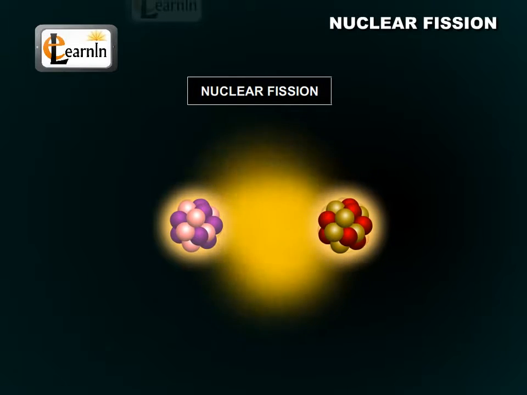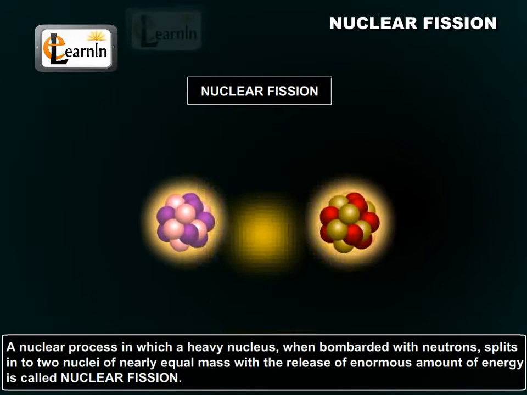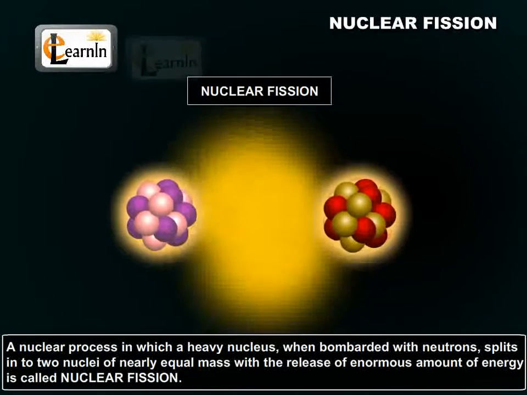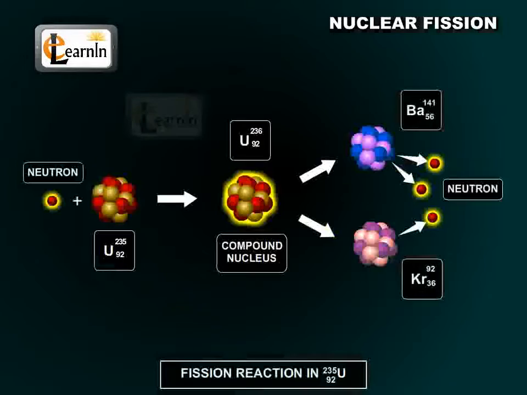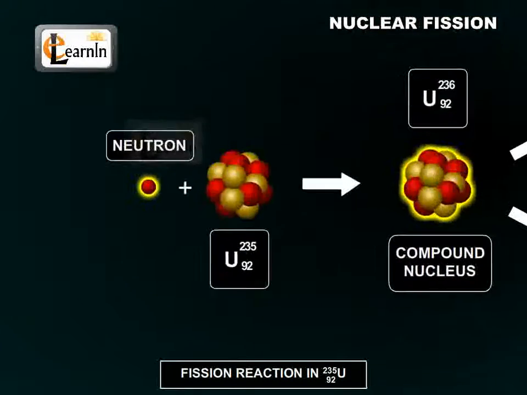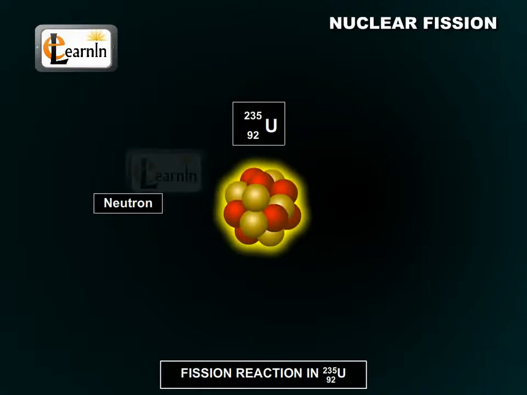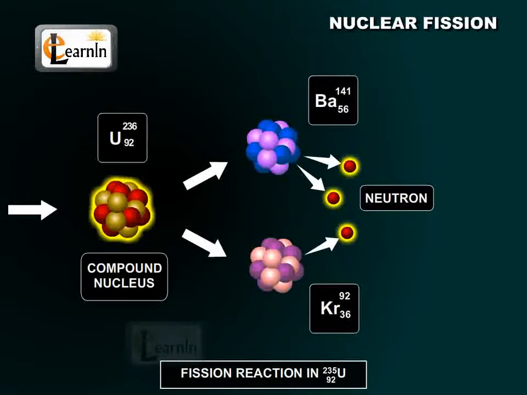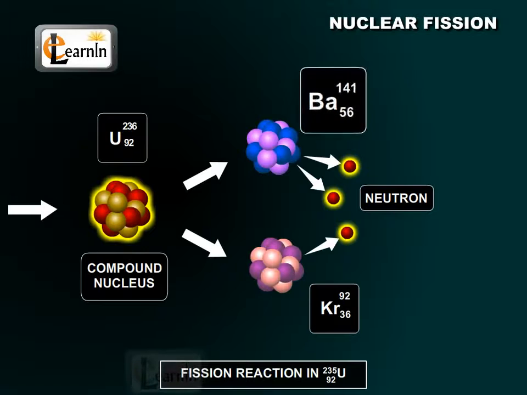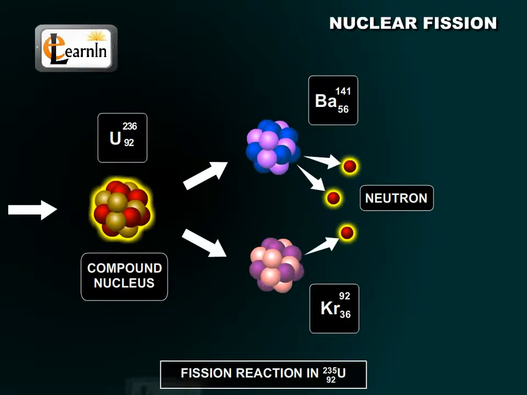So, a process in which heavy nuclei are bombarded with neutrons and split into two equal masses, releasing enormous amounts of energy, is called nuclear fission. In the process, uranium-235 initially absorbs a slow-moving neutron, thus forming a highly unstable compound nucleus, uranium-236. This is what triggers the nuclear reaction. During the process of fission, uranium-236 splits into two product nuclei, which are barium-141 and krypton-92.